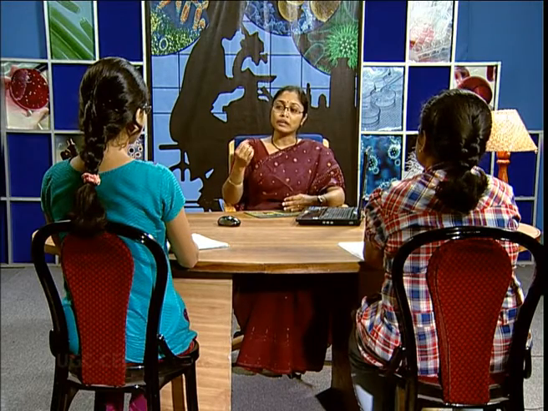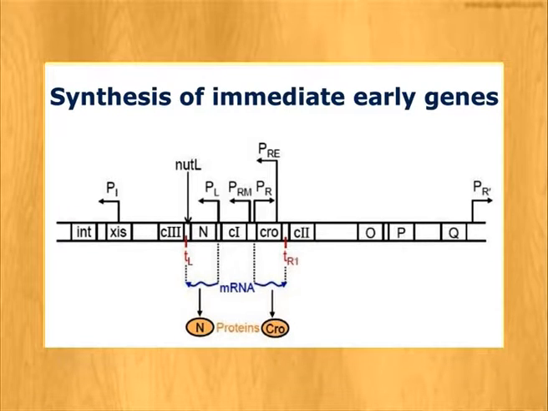Now, immediately after entering the E. coli cell, what happens? Circularization of the lambda DNA and immediate transcription of two genes. This is called immediate early transcription. Transcription starts from two promoters, PR and PL, and terminates at two termination sites, TR1 and TL respectively. These two short transcripts give rise to two proteins, N and Cro.